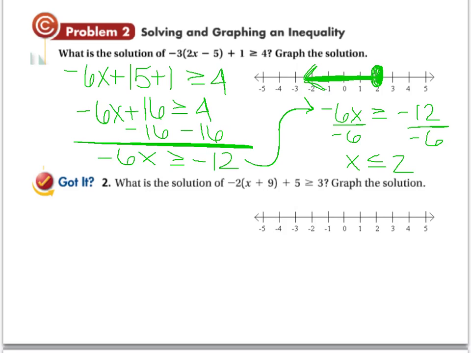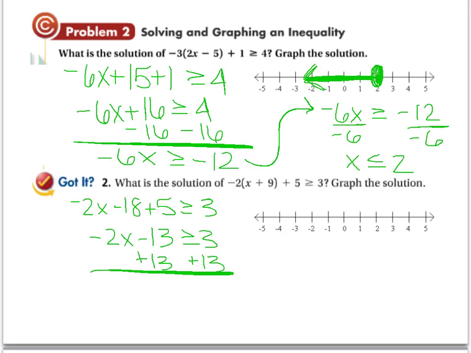Distribute in the next question as well. Negative 2x minus 18 plus 5 is greater than or equal to 3. Combine like terms: negative 2x minus 13 is greater than or equal to 3. Adding 13, you're solving it just like a regular equation. Negative 2x is greater than or equal to 16. Here's where it's different. Here is where it's not just like a regular equation, because we're dividing by that negative 2. And when you multiply or divide by a negative, you have to switch the inequality sign. X is less than or equal to negative 8.